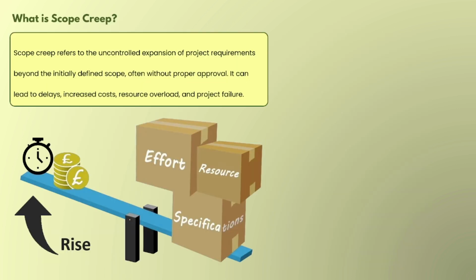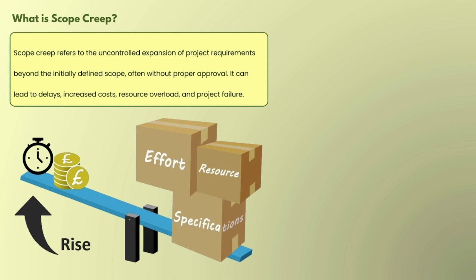Now we will see what is scope creep. Scope creep is also part of change request, and it is very important to understand what exactly it is. Scope creep refers to the uncontrolled expansion of project requirements beyond the initial defined scope, often without proper approval. It can lead to delays, increased cost, resource overload, and project failure also.